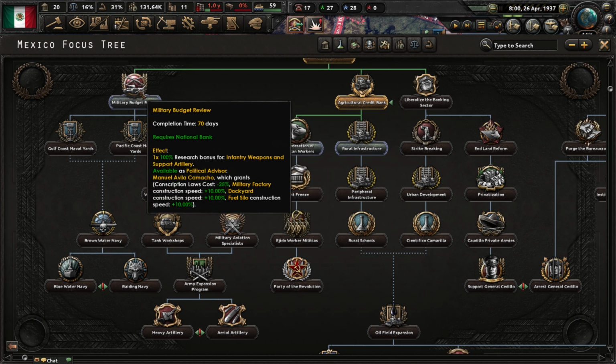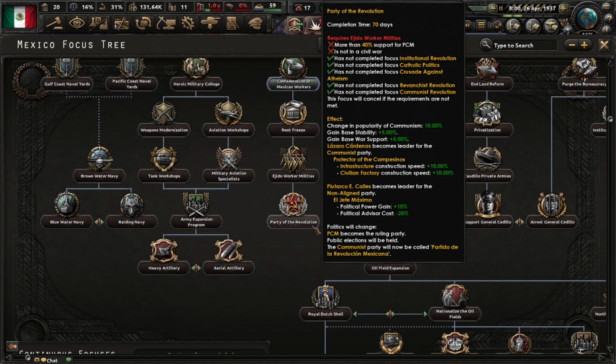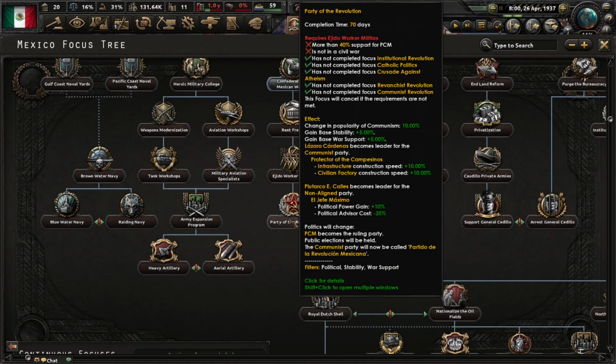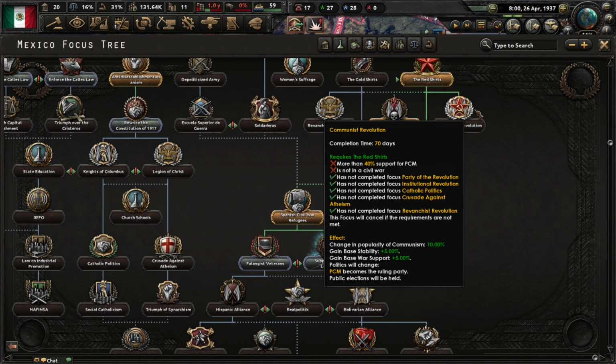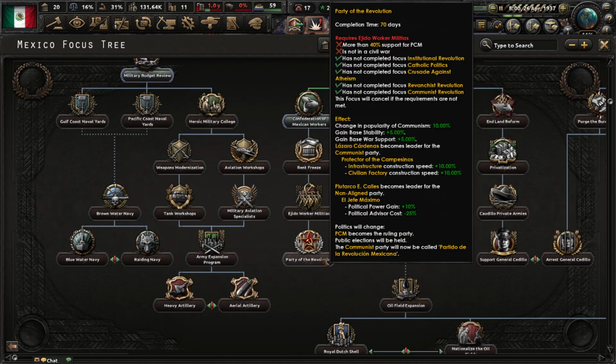What you do need is your military budget review and your naval yards, your rural schools, your worker militias. The Party of the Revolution is a way to flip communist without a civil war, and it actually gives your leader a really nice trait. If you do Party of the Revolution, Cardenas becomes the leader, and he's got the Protector of the Campesinos, which gives infrastructure and civilian infrastructure build speed.